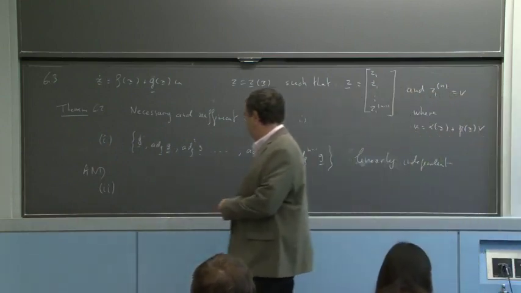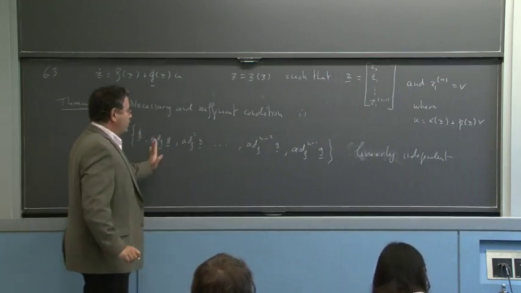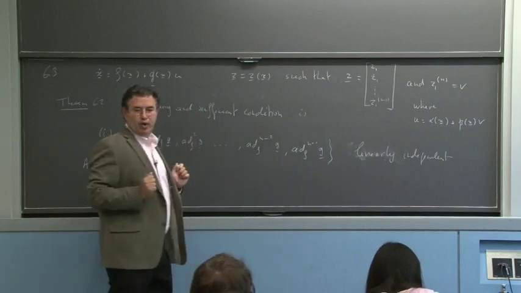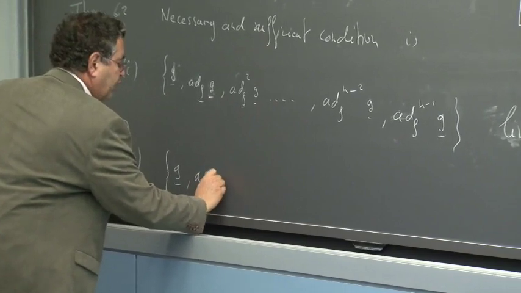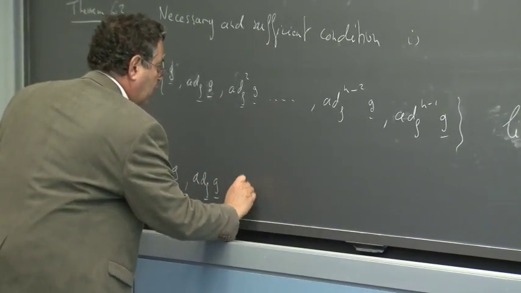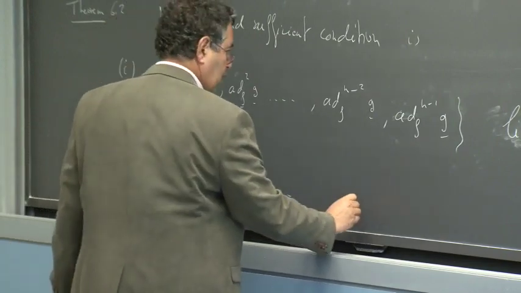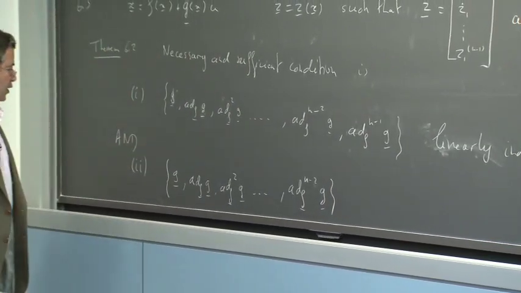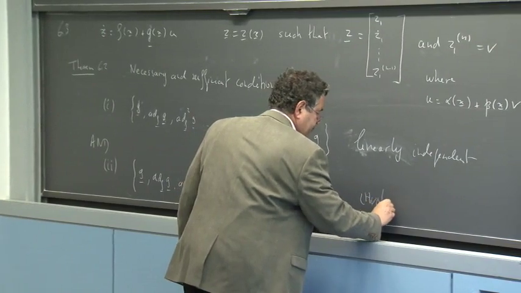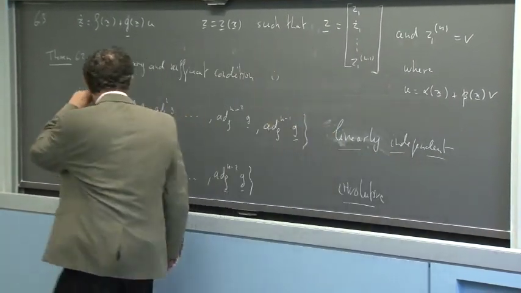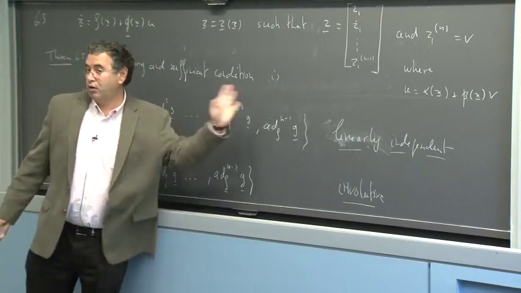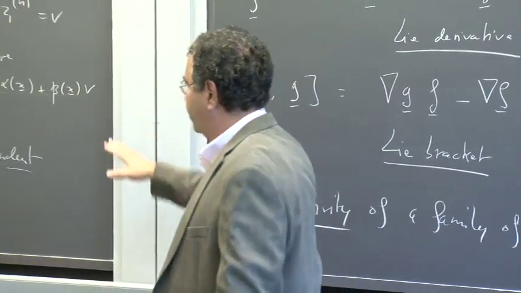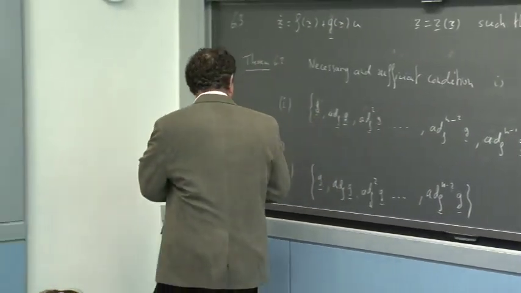And the second condition is if you take the same family of vector fields, but you forget the last one, you just take the first n minus 1. So G, ad_f G, ad_f^2 G, up to ad_f^(n-2) G, sorry. That family is involutive. We already know, of course, that these vectors are linearly independent because those are, okay? But that family is also involutive. Okay, so that's the theorem, and we're going to try to explain what it means, okay? But that's the story.